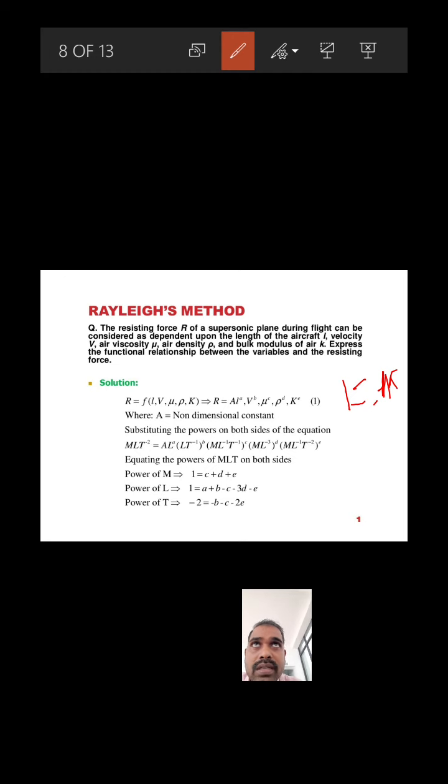Now you come to consider the power of L. In the left hand side the power of L is 1, which is equal to a plus b minus c minus 3d minus e, and then come to the power of t, minus 2 on the left hand side.